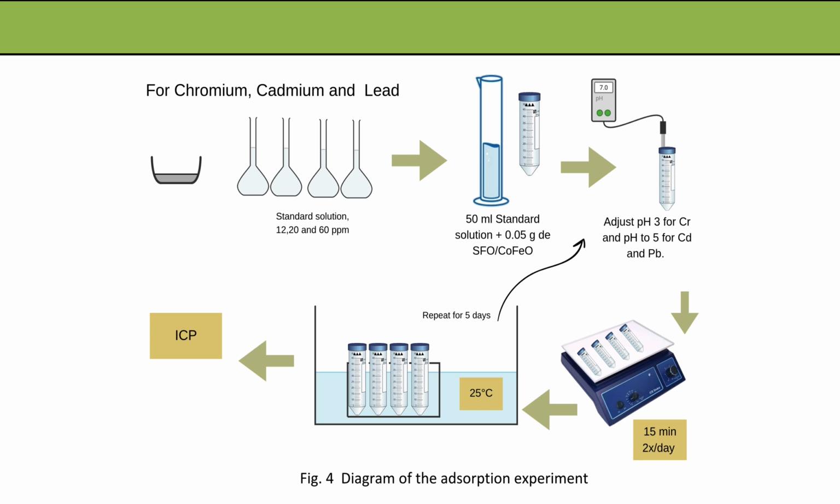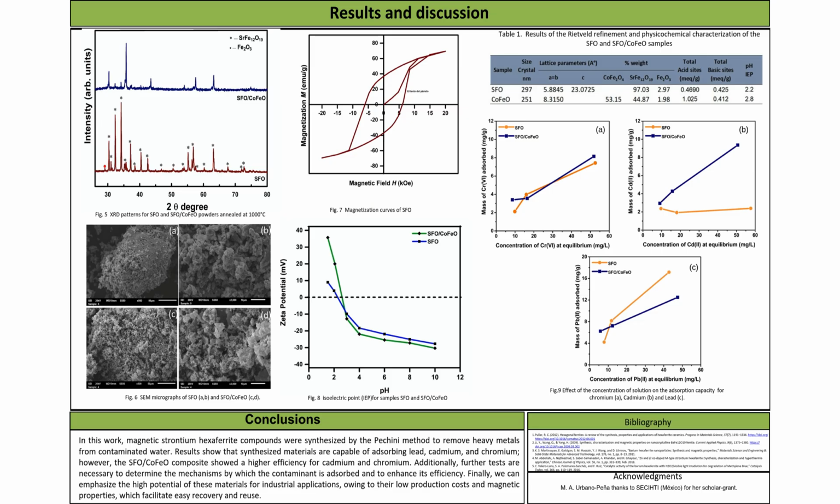Subsequently, the samples were immersed in a water bath at 25 degrees Celsius for 7 days, until equilibrium was reached. The pH of the samples was regulated and kept constant by adding HCl or NaOH solutions. The adsorbent was extracted from the solution using a permanent magnet. Finally, a 10 ml aliquot was taken, and the heavy metal concentration was estimated by inductively coupled plasma optical emission spectroscopy.